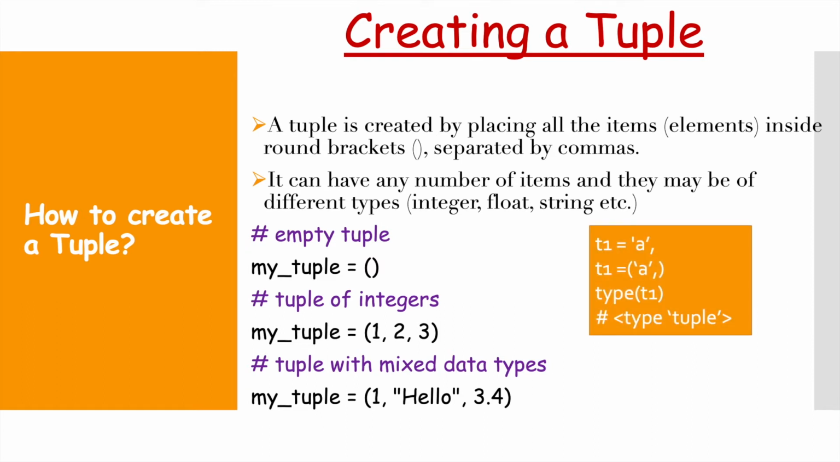One thing to be noted is that if you want to assign a single value to a tuple, this can be done without the rounded brackets. But remember, you have to provide a comma after it. This is an example where you're providing T1, the tuple, an element A, without the rounded brackets and with the rounded brackets. But in both cases, we have to provide a comma. When you print the type, you're going to get the type as tuple. But if you provide the value for T1 without the comma, you're going to get the type as string. This is an important thing to be noted.